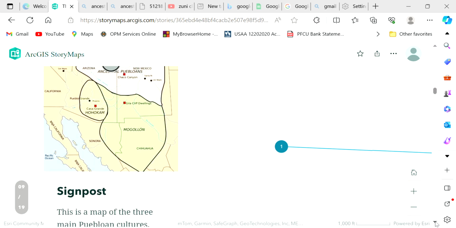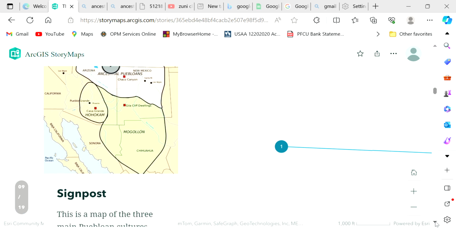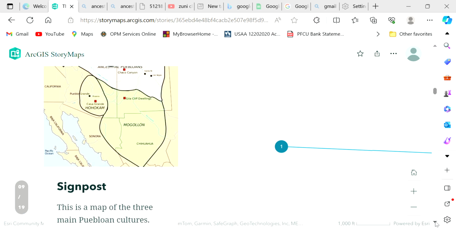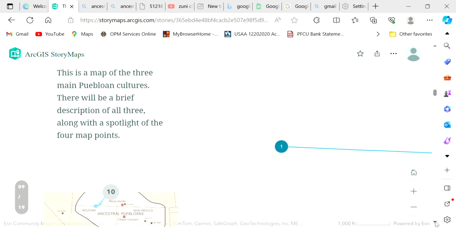Okay, and this right here is a map of the three main Puebloan cultures, and we will be spotlighting each of these red highlighted areas. Or it's four, not three.